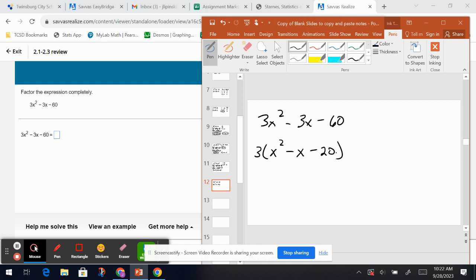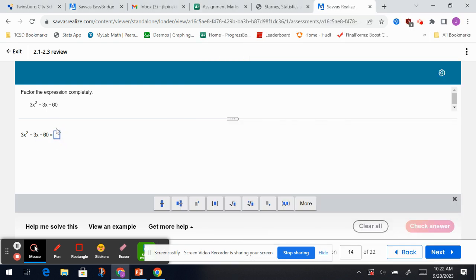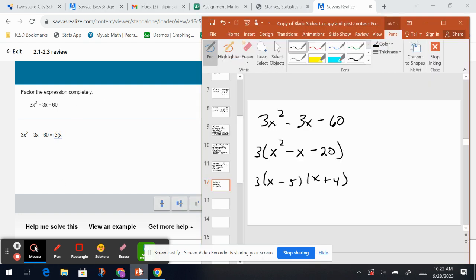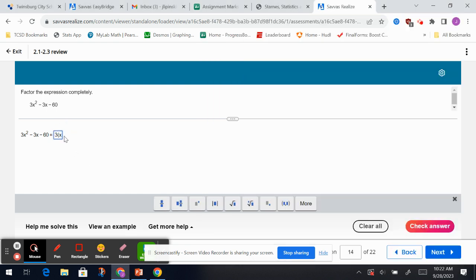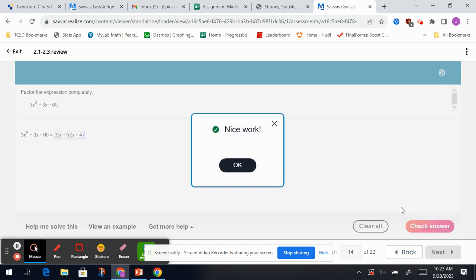What two numbers multiply to negative 20 and add to negative 1? Well, that would be x minus 5, x plus 4. So this is the factored form: 3 on the outside, and x minus 5, x plus 4. And again, it doesn't matter what order these are in. If you had x plus 4, x minus 5 instead, it would mark it right.